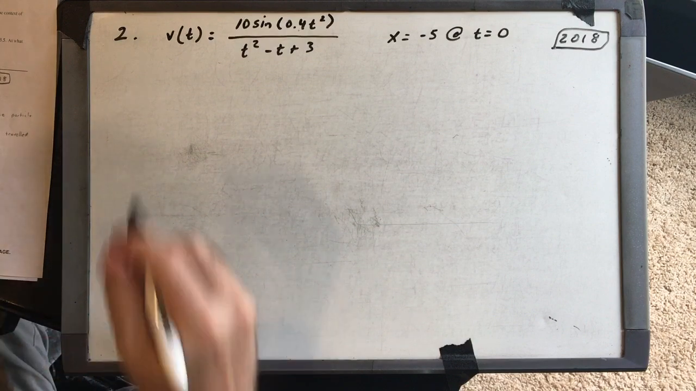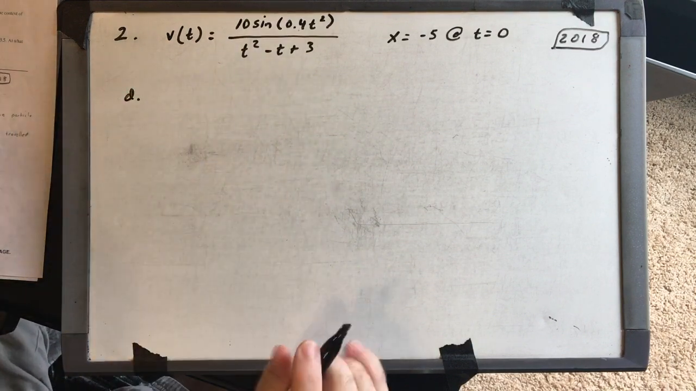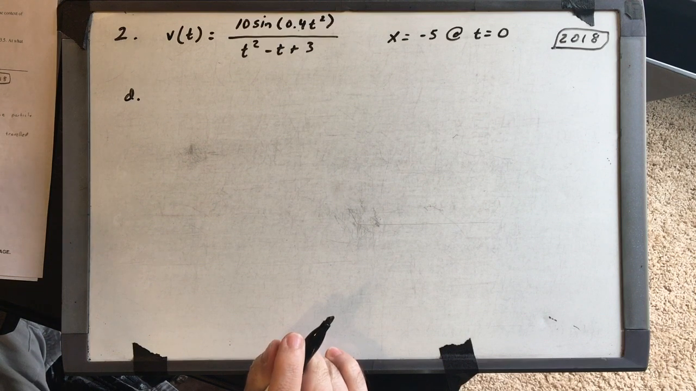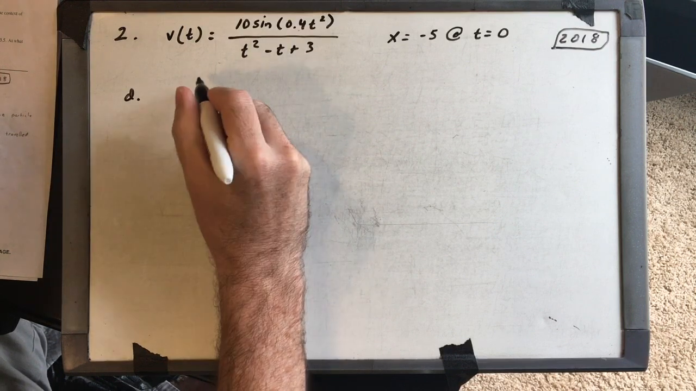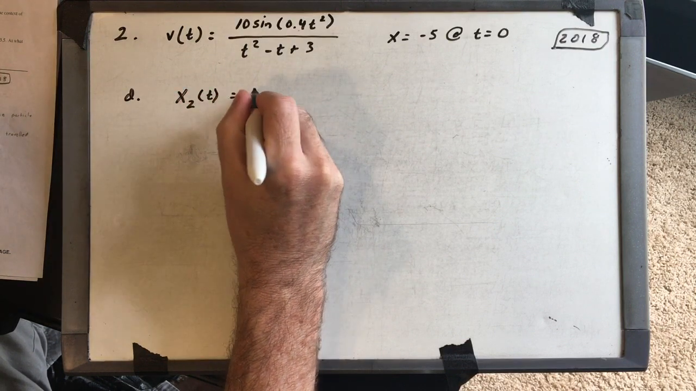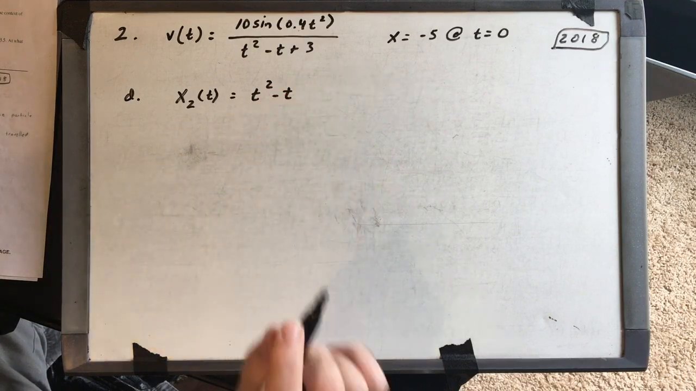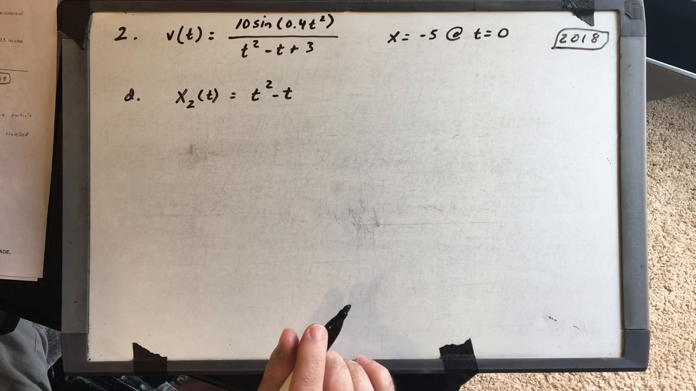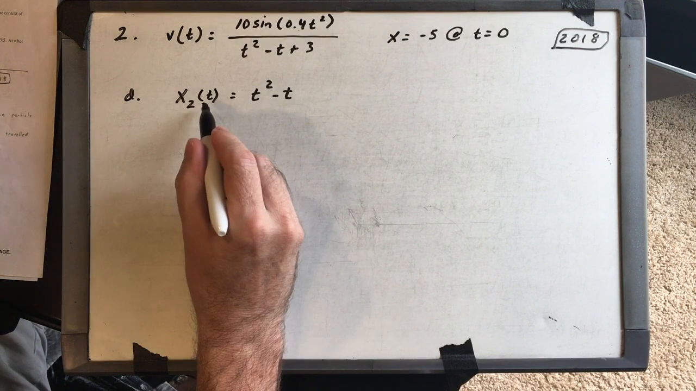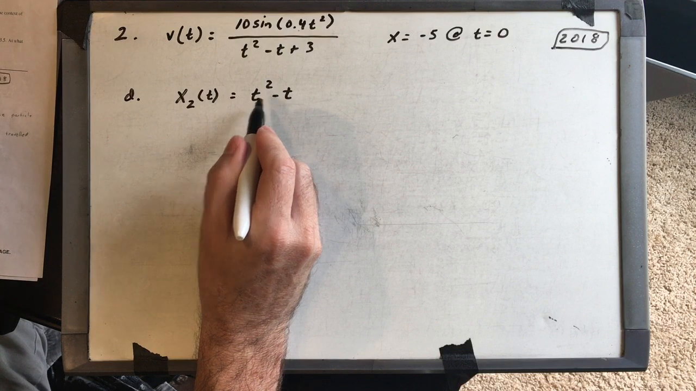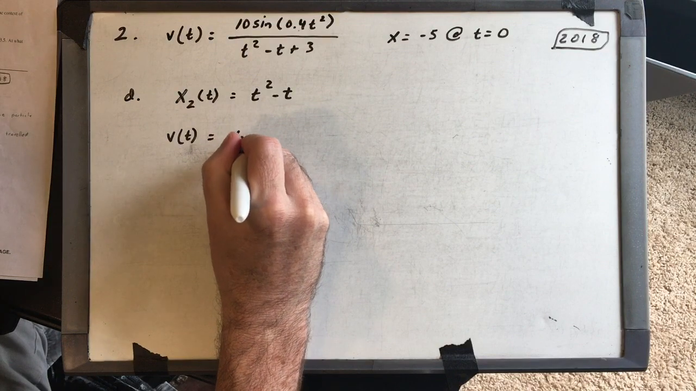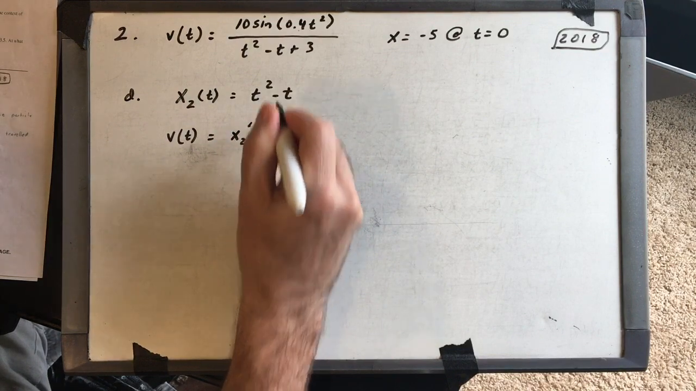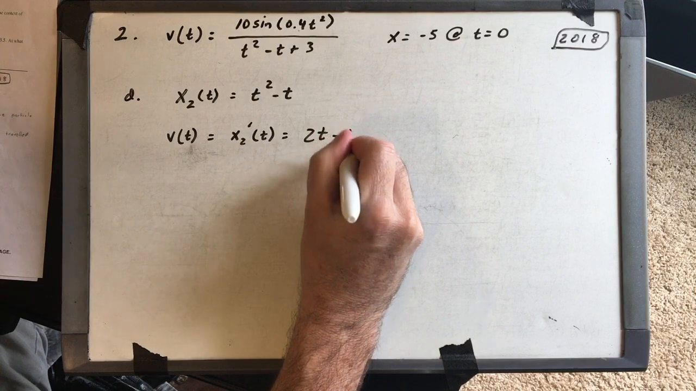All right, and finally part D says a second particle moves along the x-axis with position given by x sub 2 of t is t squared minus t. At what time t are the two particles moving with the same velocity? Well, we need to get the velocity equation for this. And remember that velocity is just the derivative of position. That's pretty easy. That's just 2t minus 1.